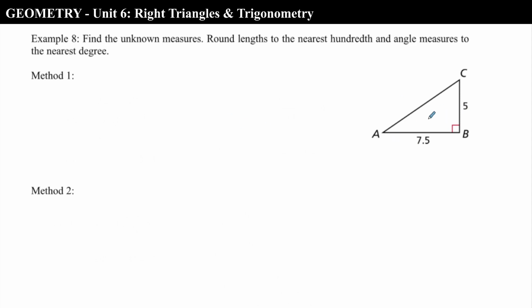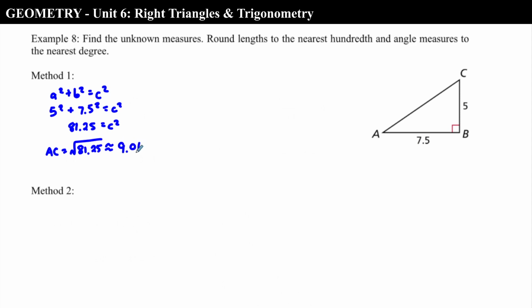Here we are given two side lengths. So we could use the Pythagorean theorem to find the hypotenuse. So let's do that. A squared plus b squared equals c squared. A squared is 5. B squared is 7.5. And that's going to equal c squared. So you do this math, you get 81.25 equals c squared. And when you take the square root, this is AC. AC is equal to the square root of 81.25, which is approximately 9.01.